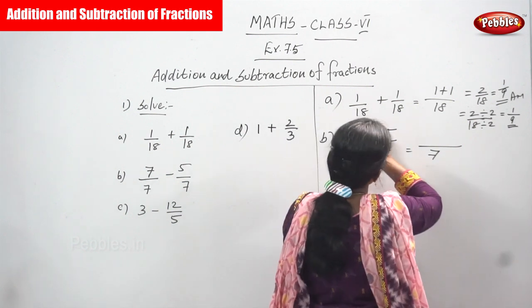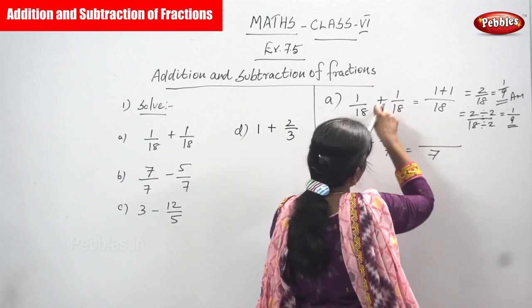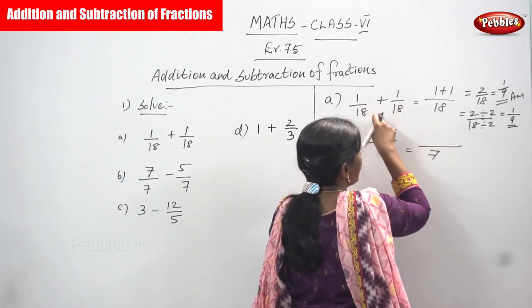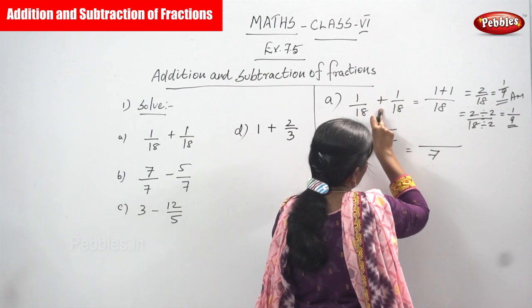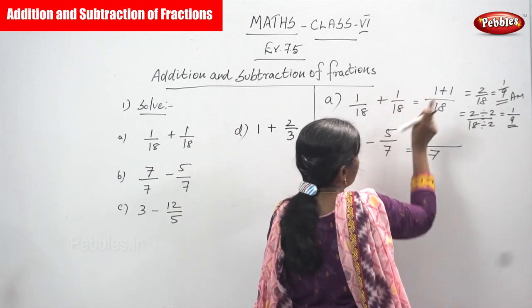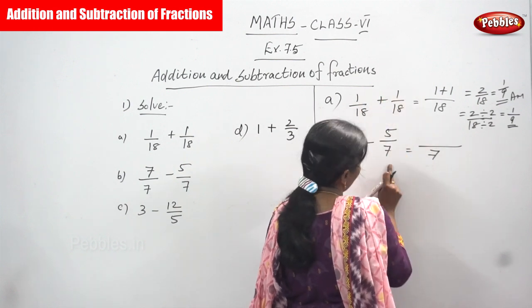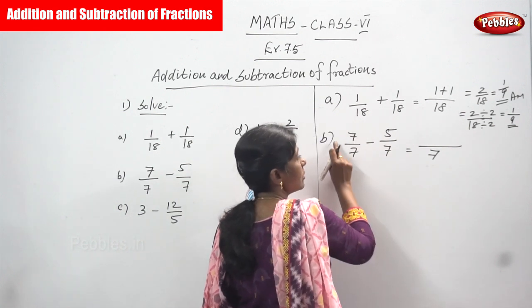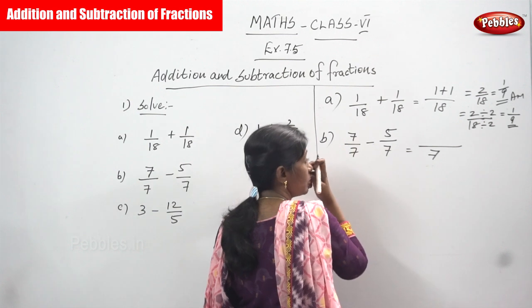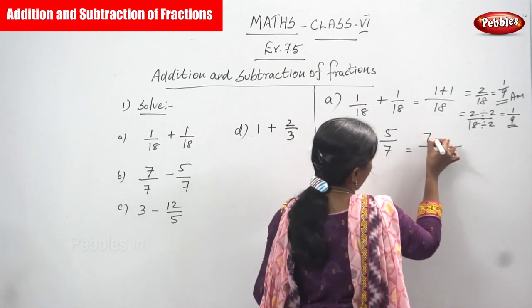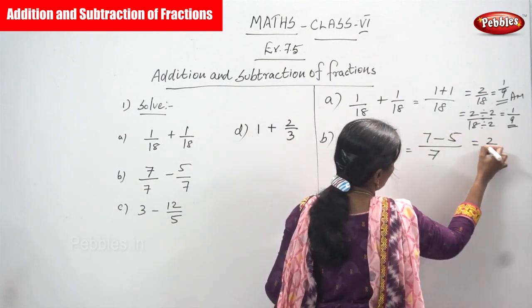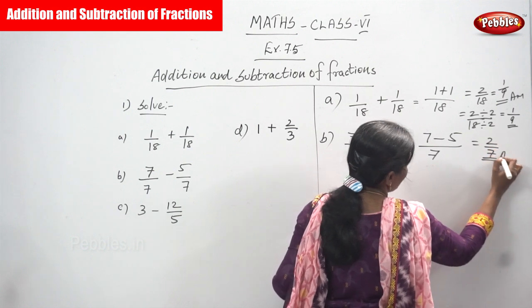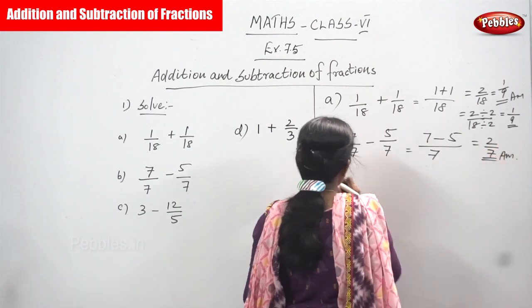In the first question, the denominator is similar, so look at the sign. The sign in between is the addition sign, so you have to add the numerators. Here the denominator is similar, but you have to look at the sign. The sign is subtraction, so you have to subtract the numerators only. So 7 minus 5, the answer is 2 by 7. 2 by 7 is the right answer for the question.